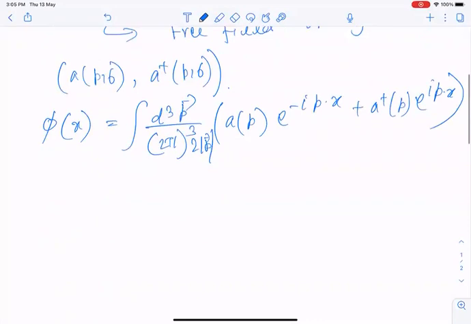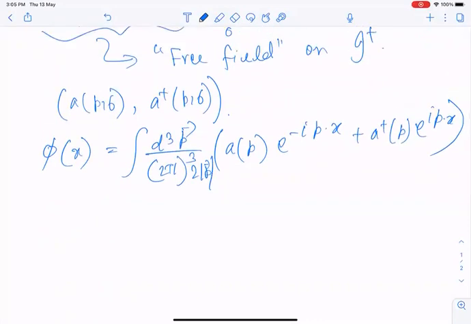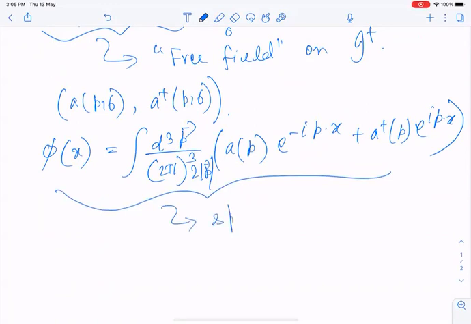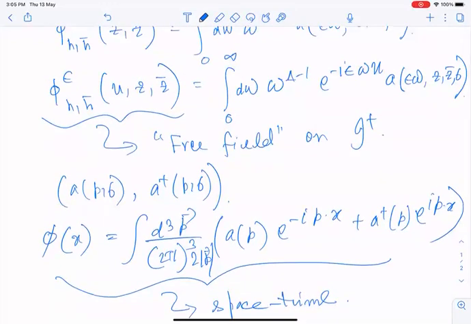Okay, so this is the massless field. So this is a space-time field, defined on the space-time, whereas this phi field, phi u z z bar, is defined on Scri plus.